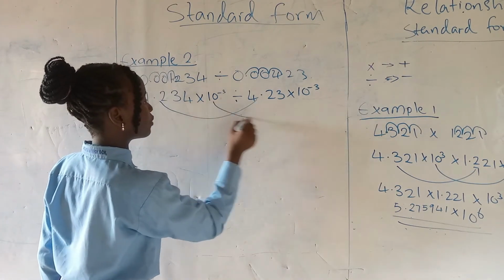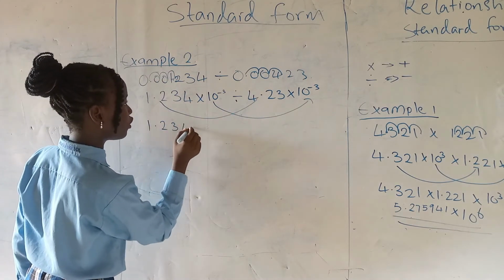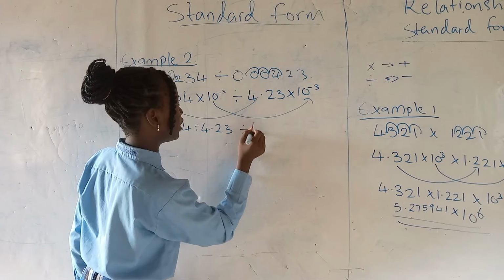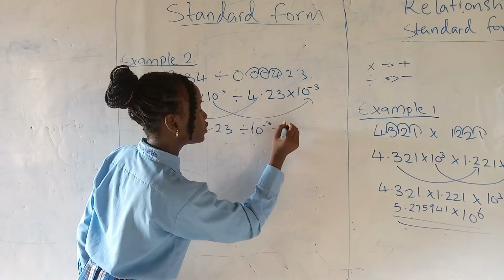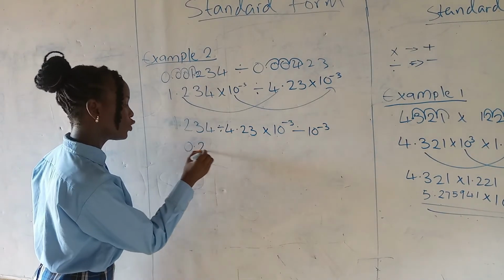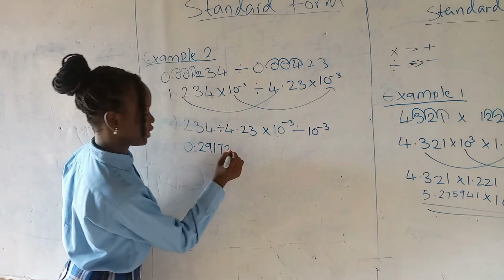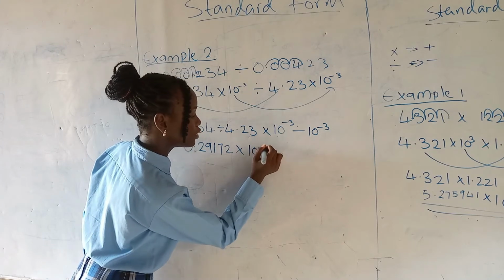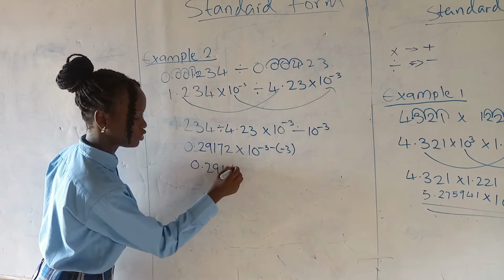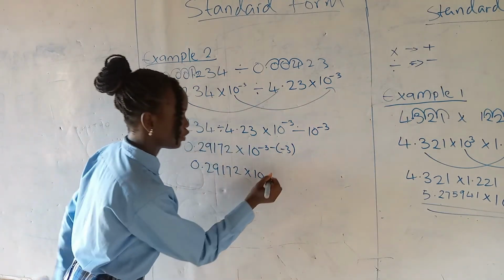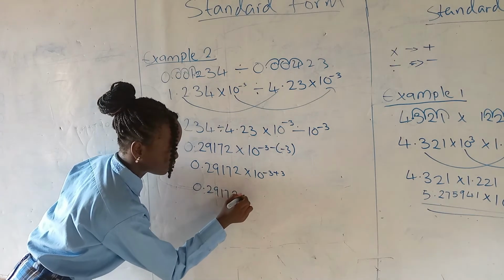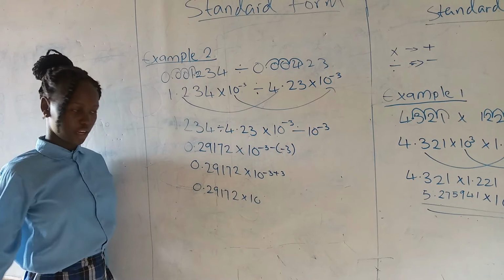Bring these two together and bring these two together: 1.234 divided by 4.23, and 10 raised to the power minus 3 divided by 10 raised to the power minus 3. Now our answer for this is 0.29172 times 10 raised to the power minus 3 minus minus 3. Minus and minus will give you plus, so minus 3 plus 3 will give you 0. The answer will be 0.